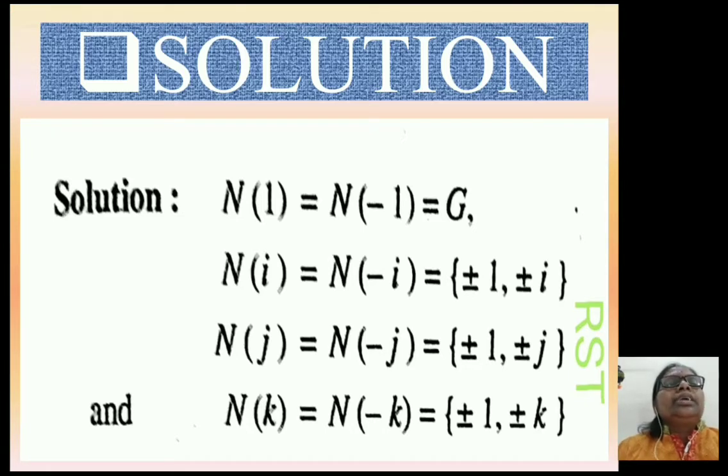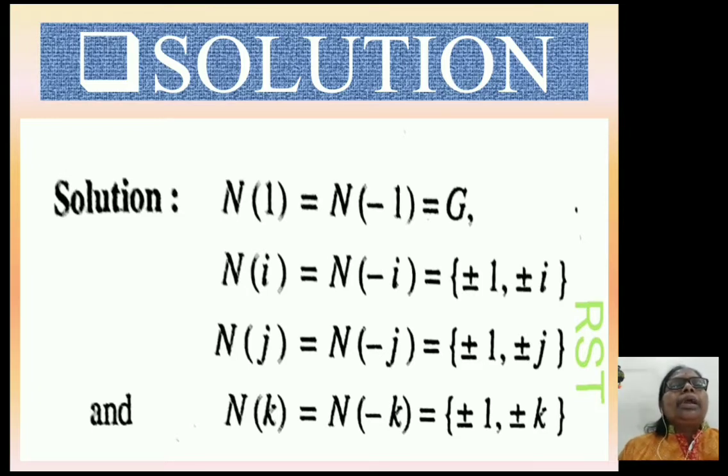Here consider the first step: N(1) equals N(minus 1) equals G. That means multiplying each element of G by 1, we get the group G as it is. That means the set of all elements of group G, hence it is equal to G. Also multiplying by minus 1 all elements of group G, we get all elements of group G, hence it is equal to G. Thus we get the first step.